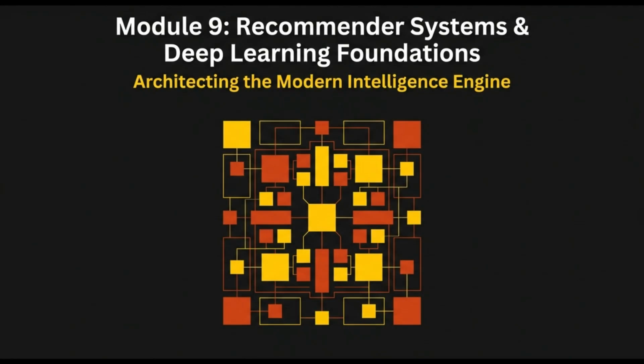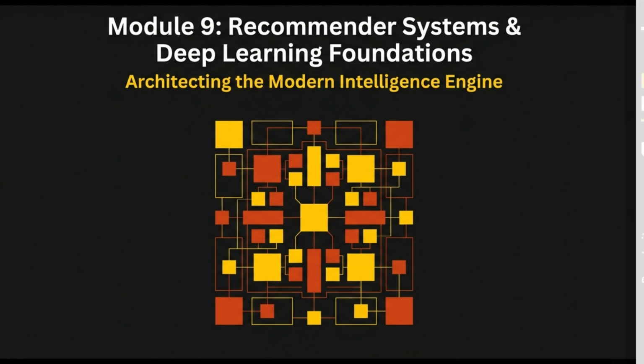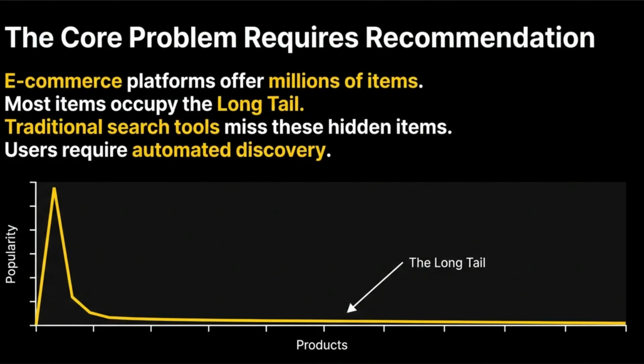Welcome to this video on recommender systems and deep learning foundations. Today, we explore how to architect a modern intelligence engine. E-commerce platforms manage millions of items, most of which fall into the long tail of popularity. Traditional search tools often overlook these items, making automated discovery essential for users.